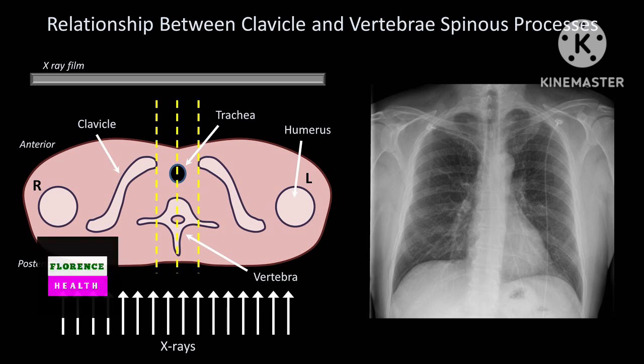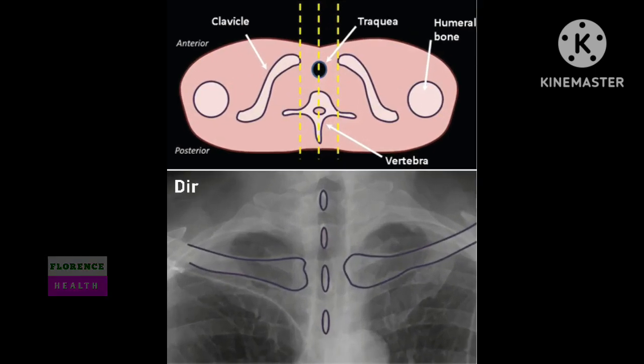Look at the slide. The patient is straight to the film. That is why you will get a normal or non-rotated X-ray. Due to the patient being straight to the X-ray film, you are getting a normal or non-rotated X-ray. Look at the position of the spinous process of each thoracic vertebra. You should make an imaginary line by joining them.